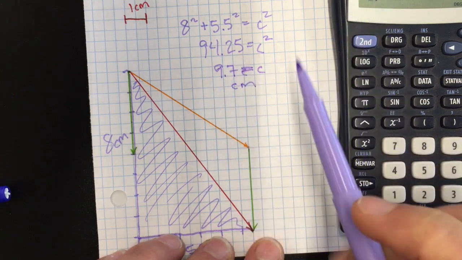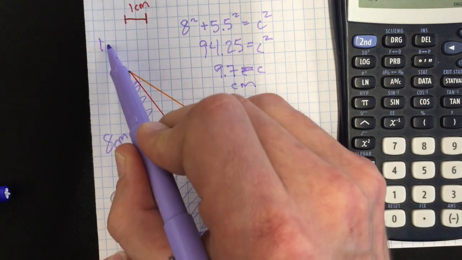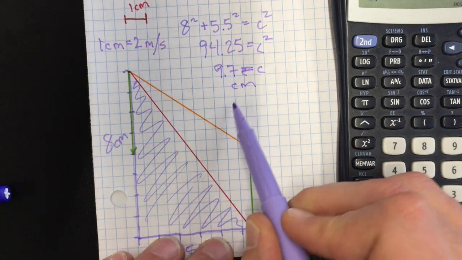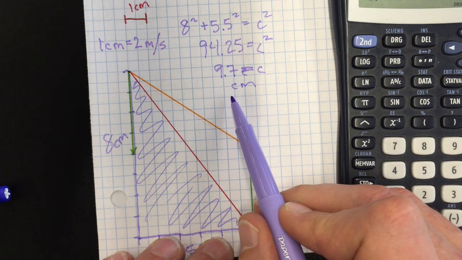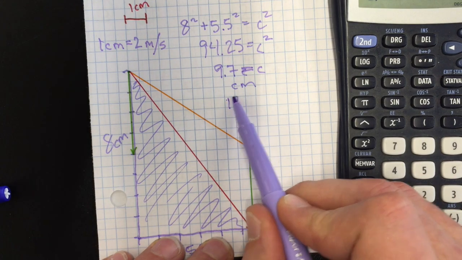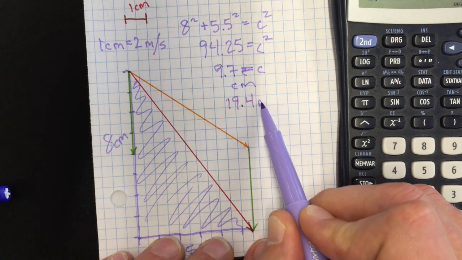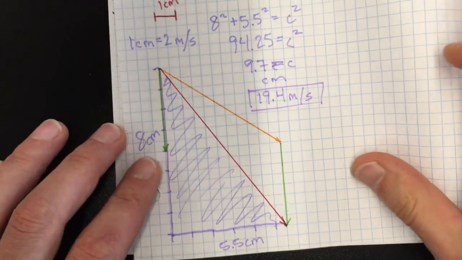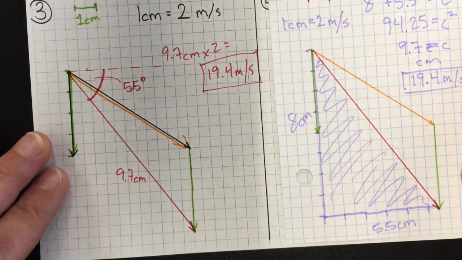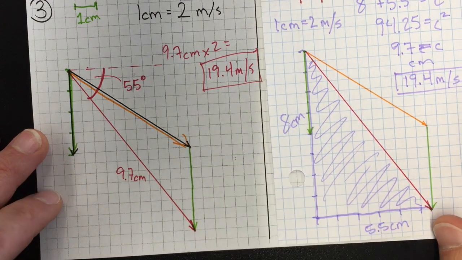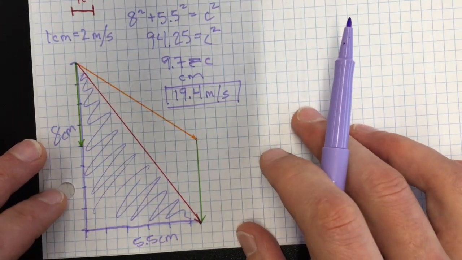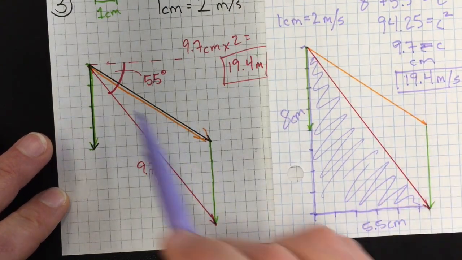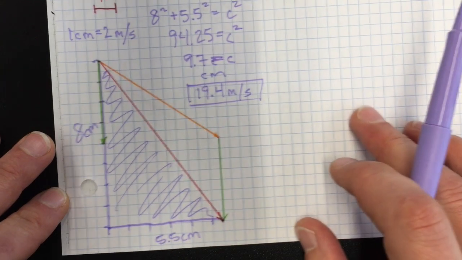So if we take 9.7 centimeters, the problem also told us 1 centimeter equals 2 meters per second. So we're going to multiply that by 2. And we get 19.4 meters per second. There's our magnitude. And let's check how that worked out compared to what we measured before. Hey, it actually matched exactly. That's great. Sometimes they can be slightly off due to our measurements using our ruler, but looks like we got exactly the same numbers, which is great.